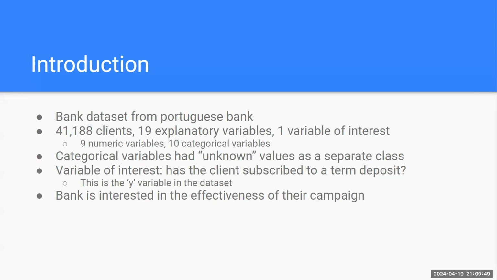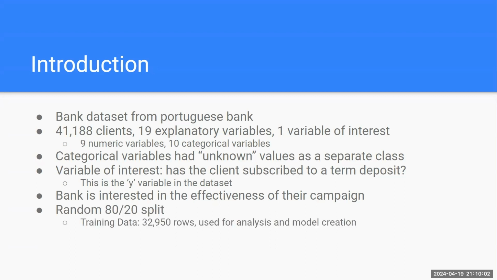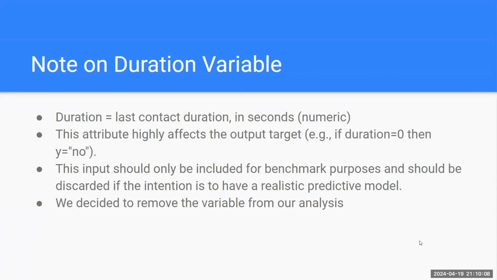And so in order to facilitate robust analysis and model validation, the data set has been randomly divided into a training set of 32,950 entries, followed by a test set of 8,238 entries. And then we'll move on to the next slide.